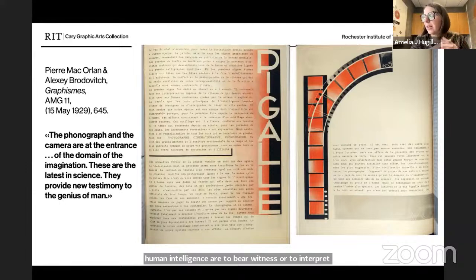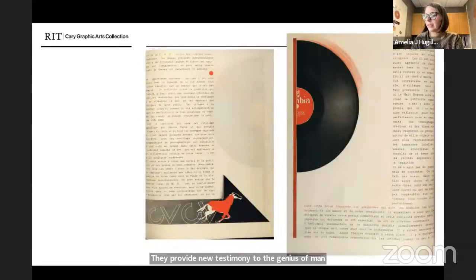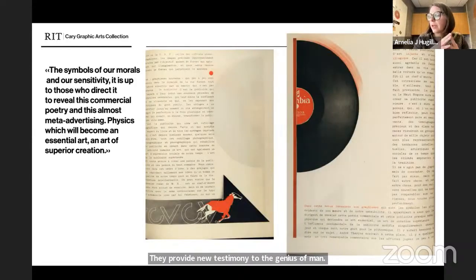The phonograph and the camera are at the entrance of the domain of imagination. These are the latest in science. They provide new testimony to the genius of man. The symbols of our morals and our sensitivity, it's up to those who direct it to reveal this commercial poetry and this almost meta advertising. Physics will become an essential art, an art of superior creation.